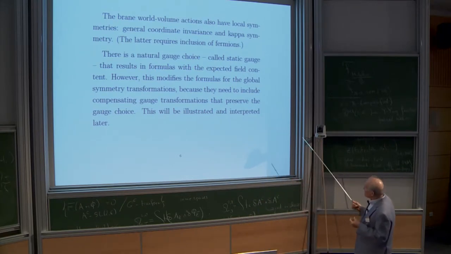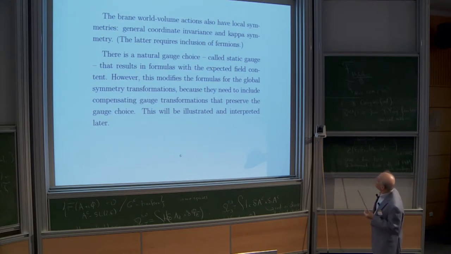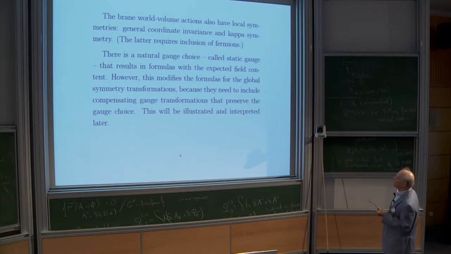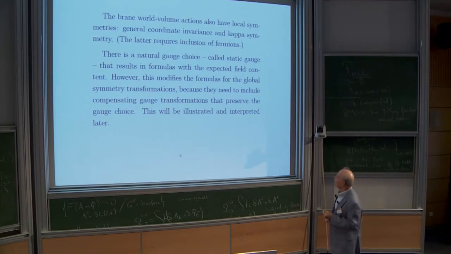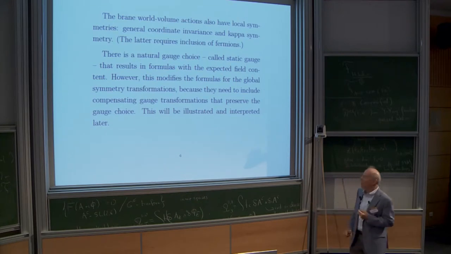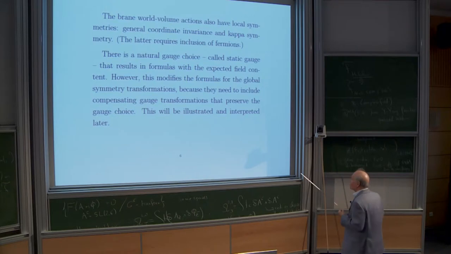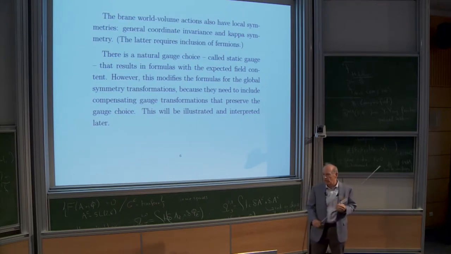For the purposes of making contact with effective actions that I'm interested in, there's a natural gauge choice in discussing these brane actions. And that's called static gauge, and I'll show you that. This results in formulas, after you make this gauge choice, that have the expected field content for an effective action.